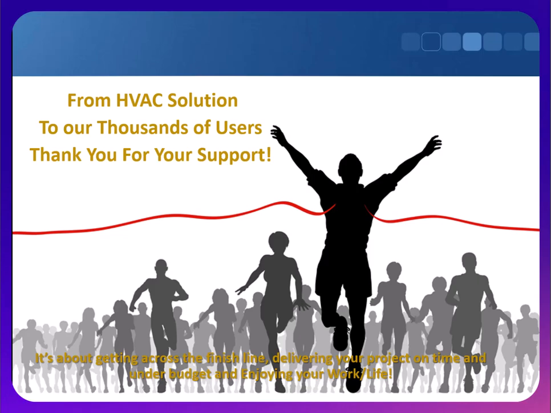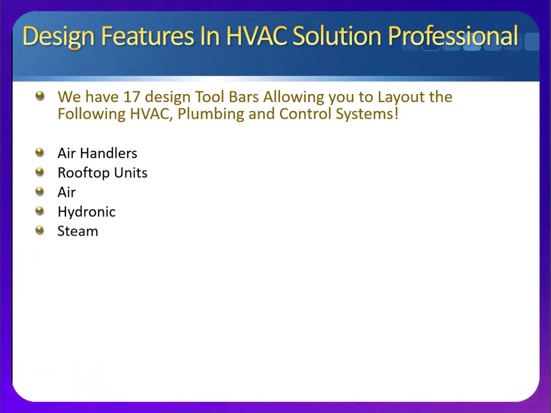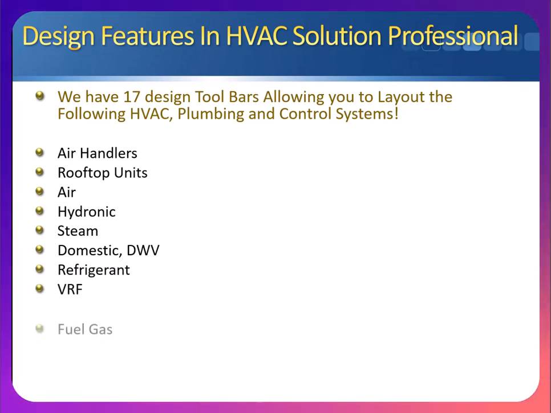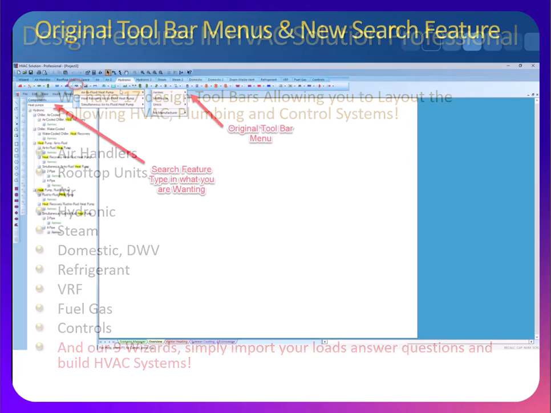So in the software, this is an overview of the software and then some heat pumps. We have 17 toolbars. They allow you to lay out the following HVAC and plumbing and control systems. We can do air handlers, rooftop units, air, hydronic, steam systems, domestic, as well as the drain, waste, and vent, refrigerant, VRF, the fuel gas piping, controls, and then we have the 9 wizards where you can simply answer questions and build systems. And you can even import your loads with that as well.